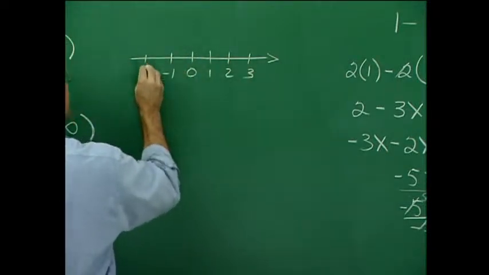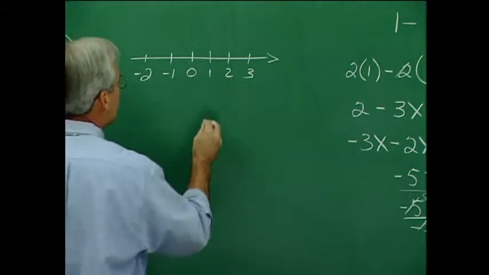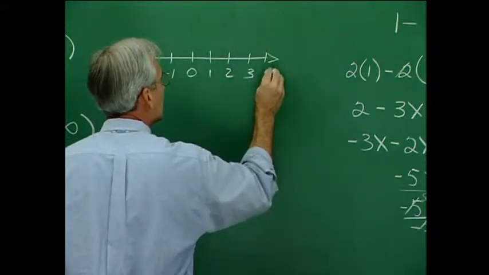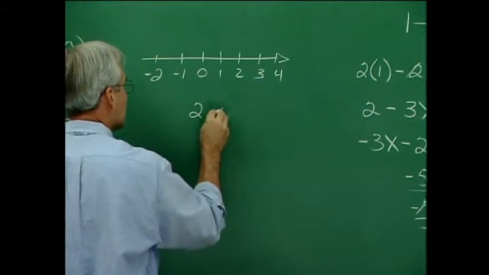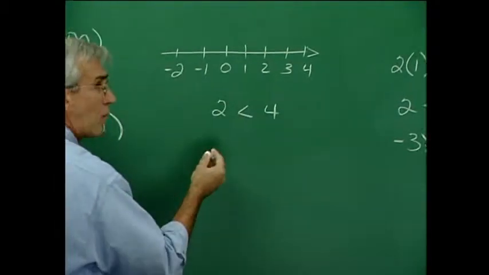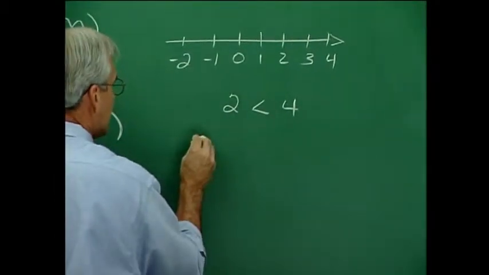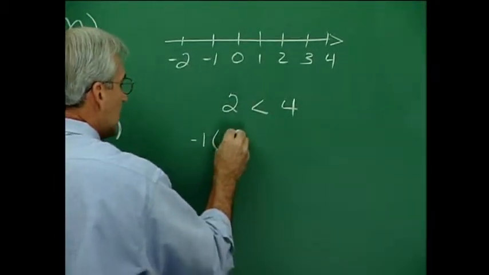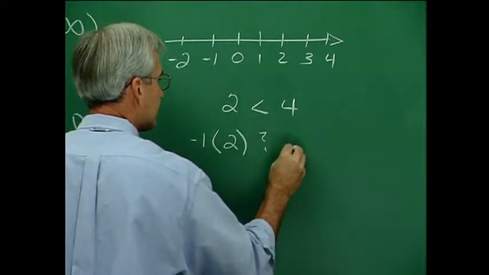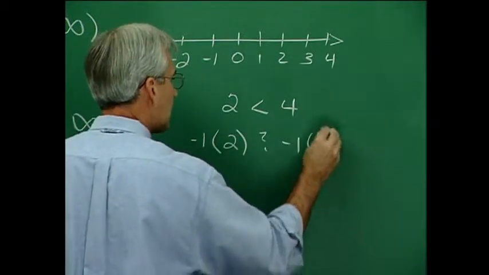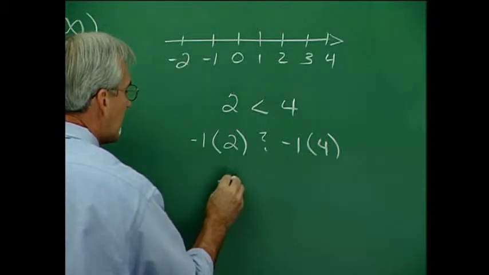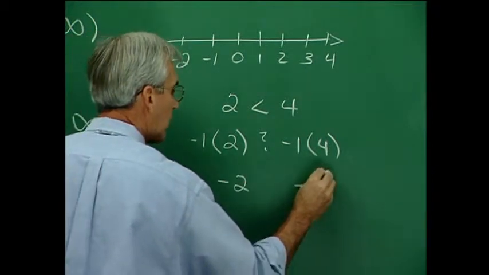Consider a number line, and let me put a 4 in here. We know that 2 is less than 4. Now look at what happens when we multiply by, let's say, something as simple as -1. So we multiply by the same amount on both sides. Here we get -2, and here we get -4.